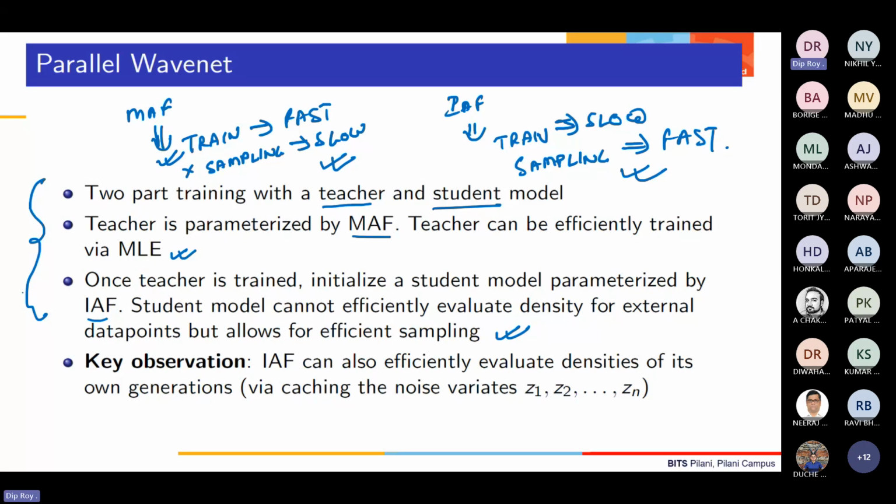Now, the key observation, one particular corollary that you need to be aware of is that IAF can also efficiently evaluate densities of its own generations. We said that IAF is not good for training, but if it has generated the stuff in sampling, it has access to everything, and it can evaluate the densities, not training, sorry. It can evaluate the densities of its own generation effectively.